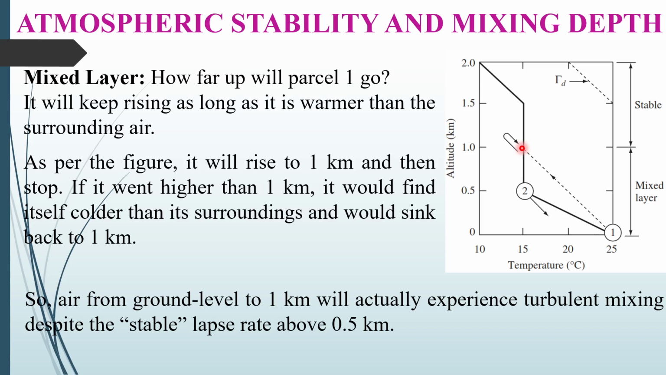So air from ground level to 1 kilometer will actually experience turbulent mixing, despite the stable lapse rate found from 0.5 kilometer and above. So from ground to 1 kilometer would be the mixing layer. I think it is clear. Now we will solve two problems.